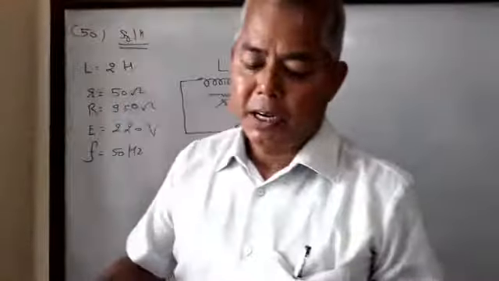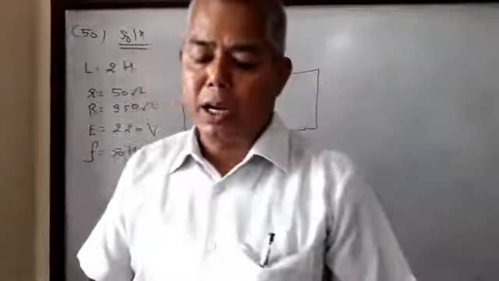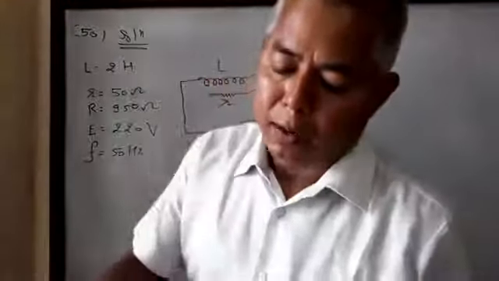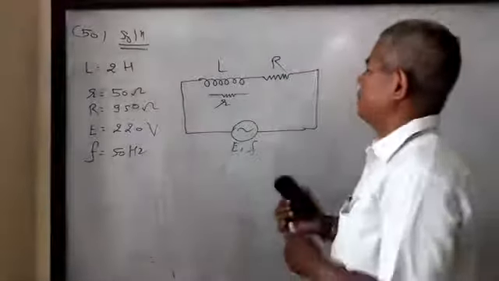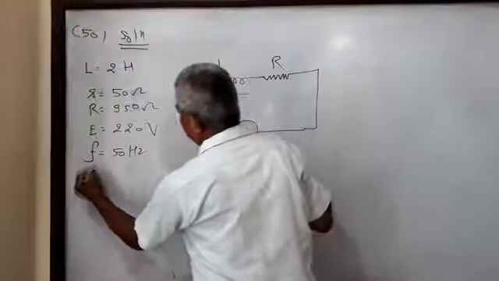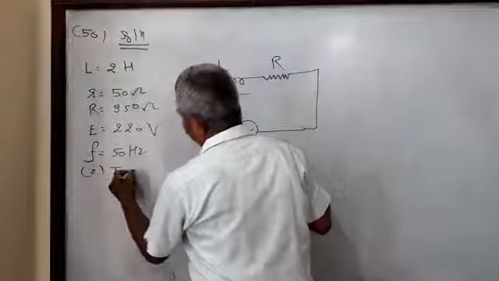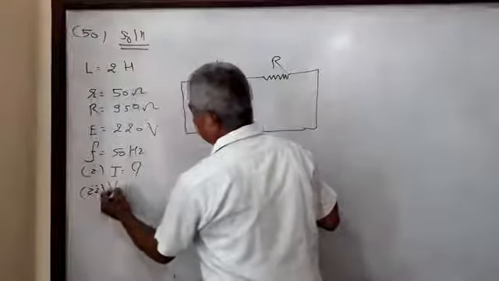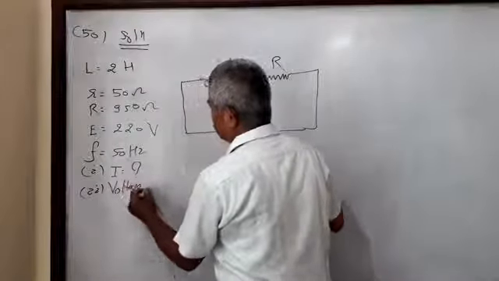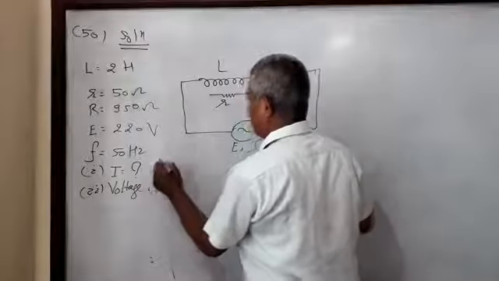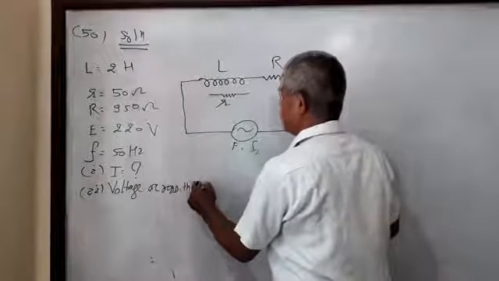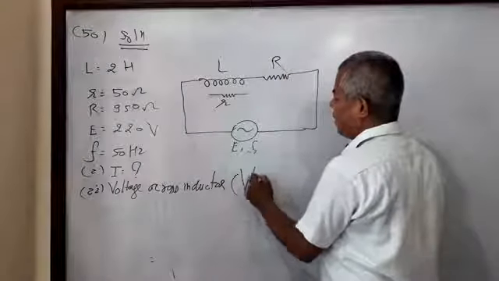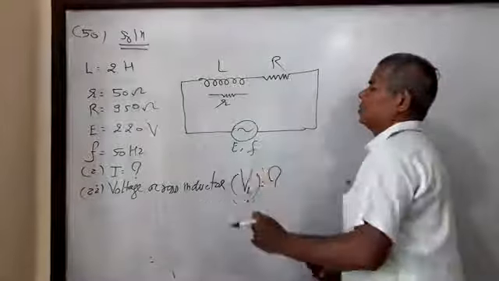This supply is connected across the arrangement. Find the current flowing through the circuit and the voltage across the coil. Means there are two parts. First, we have to find the current, I is equal to what? And second, the voltage across the inductor, that is across the coil. VL is equal to what?